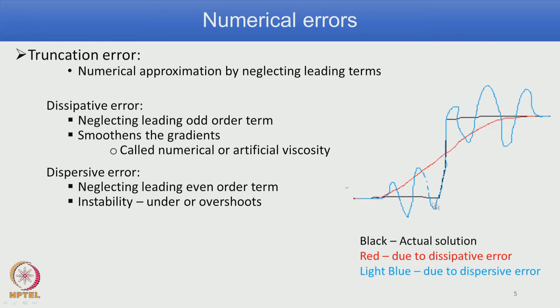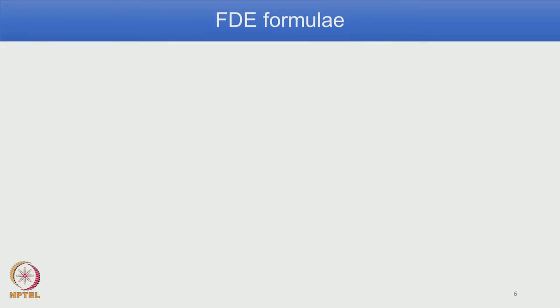The second error is a dispersive error, and that is due to a leading even order term, and the solution obtained will exhibit wiggles, that is overshoots and undershoots. So, you can see here the light blue color, and that is the type of solution you will get. You can see up and down, and so on. So, you have a problem either because of the dissipative error or because of the dispersive error. Now, we will try to get an explanation of this from the finite difference formula.